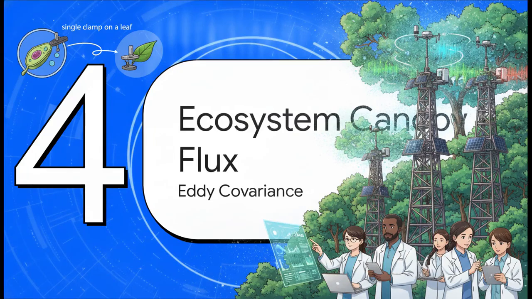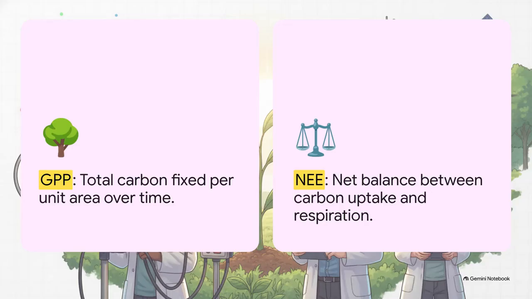Section 4, scaling to ecosystem flux using eddy covariance. Okay, we're drastically zooming out now. We're moving from a tiny little clamp on a single leaf to massive eddy covariance towers monitoring entire landscapes. And at this massive scale, we have to contrast 2 really vital metrics. GPP, or gross primary productivity, is the total carbon fixed over time. Think of it as the ecosystem's gross income. But as we know, plants also respire. So we have NEE, or net ecosystem exchange, which is the net balance between uptake and respiration. NEE is the actual net profit, telling us for sure if that forest stored more carbon than it released.